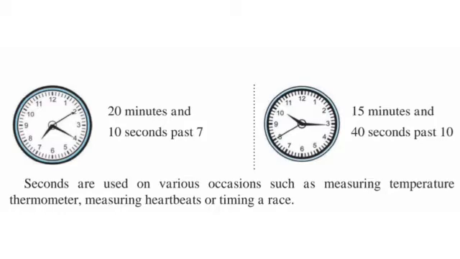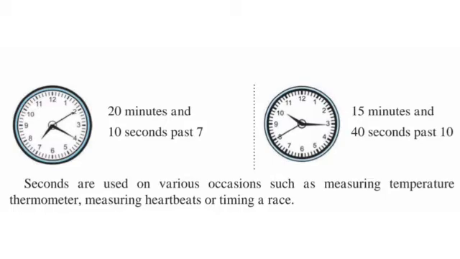And the minute hand is at 4. And between 12 and 4 there are how many parts? 20 parts. So this is 20 minutes. Now the hour hand is at 7. So we tell the time is 20 minutes and 10 seconds past 7.